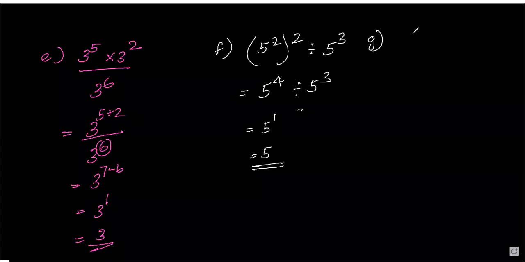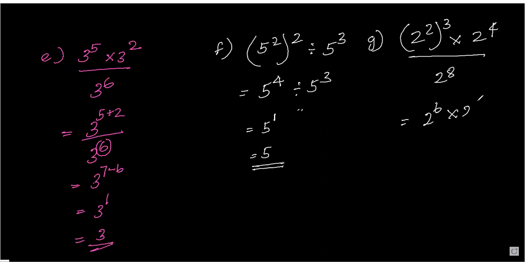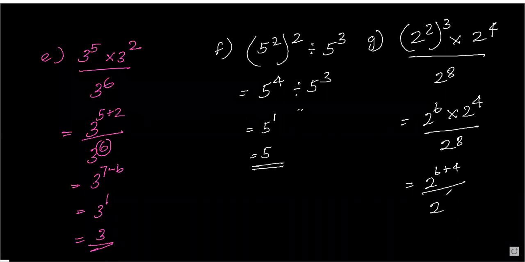E, F, G. 2 to the power 2 to the power 3 into 2 to the power 4 divided by 2 to the power 8. Here 2 to the power 2 to the power 3 means 2 to the power 6, into 2 to the power 4, over 2 to the power 8. Then 2 to the power 6 plus 4. Then 2 to the power 6 plus 4, how much? 2 to the power 10.